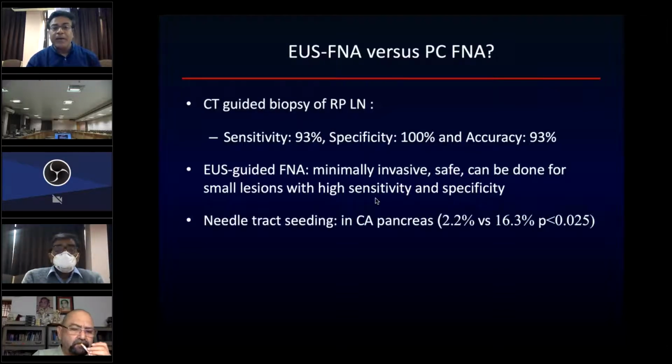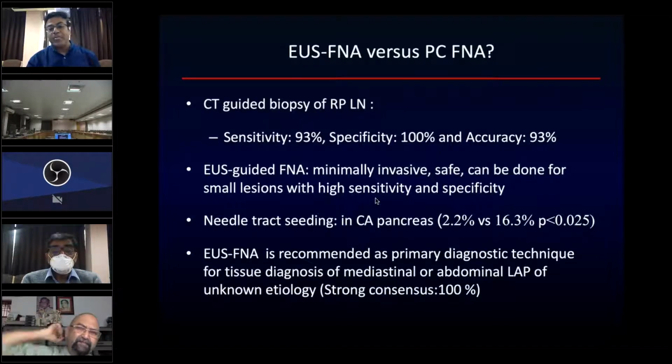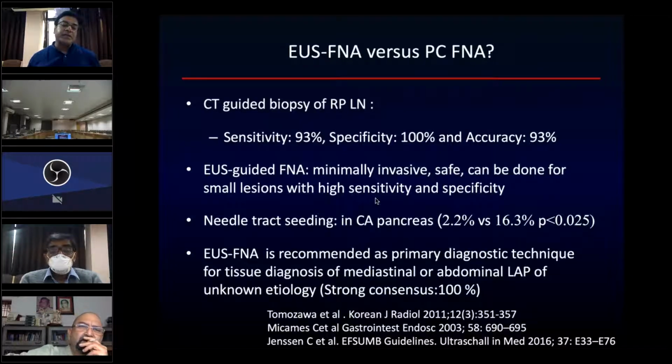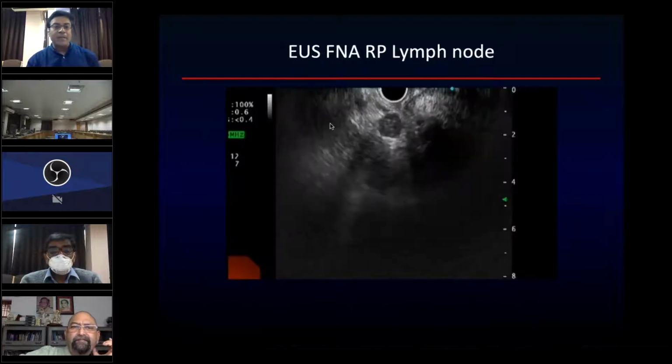The major difference here is, with EUS guided FNA, as has been shown in studies, the needle tract seeding for CA pancreas is to the tune of 2.2% compared to CT guided FNA, which is to the tune of 16.3%. So what has been recommended is EUS FNA as the primary diagnostic technique for tissue diagnosis of mediastinal or abdominal lymphadenopathy of unknown etiology, for which there was a strong consensus.